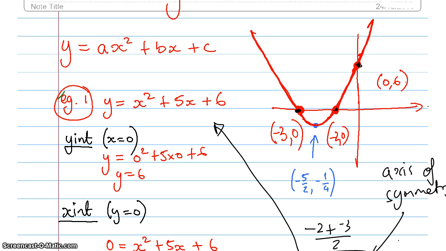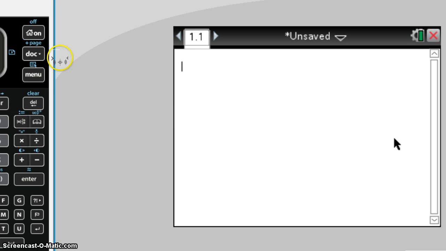What I'm going to do is find out the x and y intercepts on the calculator page, and also sketch it on the graph page. So the first thing that I'm going to do is define this function. Define f of x equals x squared plus 5x plus 6.